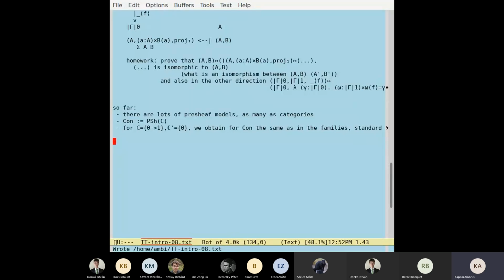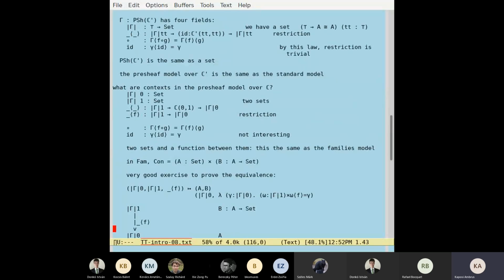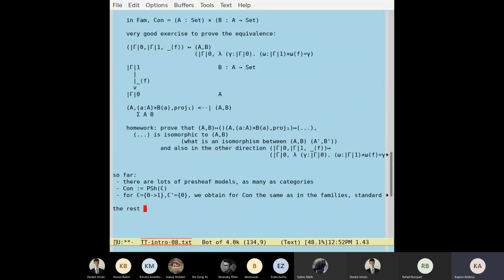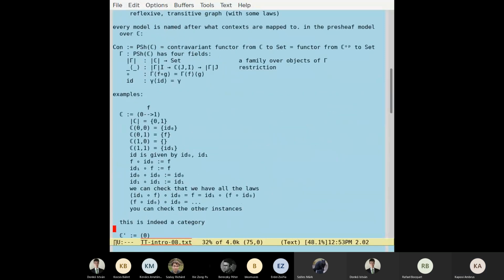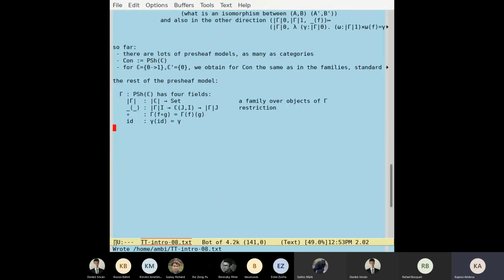Okay, but so far we only looked at what contexts are in the presheaf model. So let's look at the other things. Let me just copy the rest of the presheaf model. Let me copy contexts again. So these were contexts. It has these four fields. So let's see what is a type over gamma.